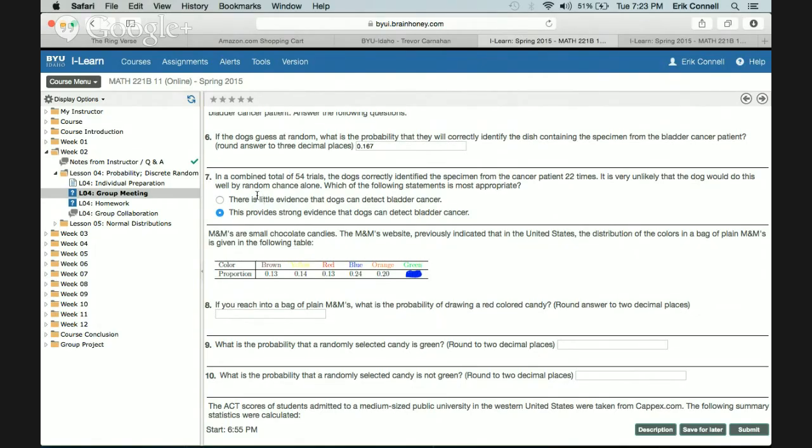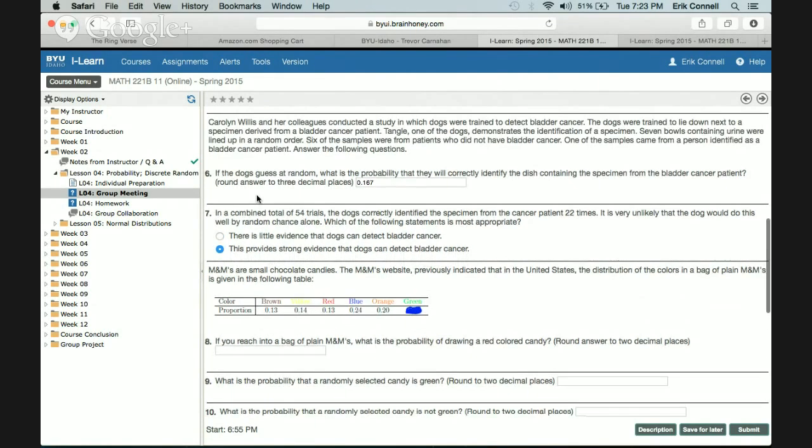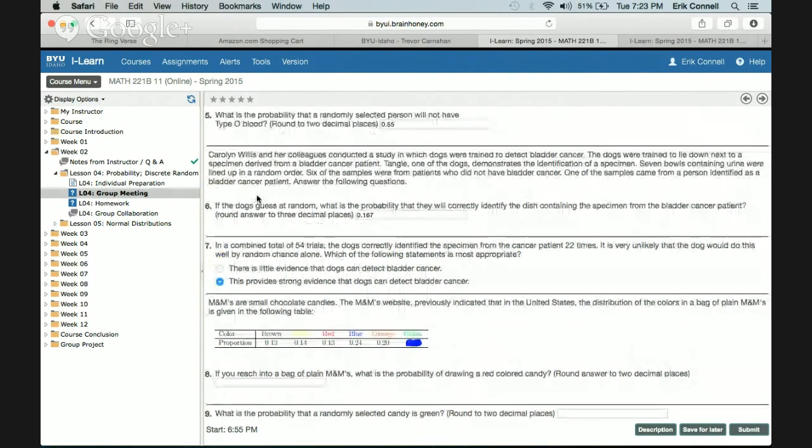There it is. Yeah. And for number 6, how did you guys get that? Isn't it just 1 divided by 7? Shouldn't it be 0.143? But there's only 6 samples. There's 7 samples. So it's 1 divided by 7, and then it's 0.1428, but you just round it to 3, so it's 0.143.